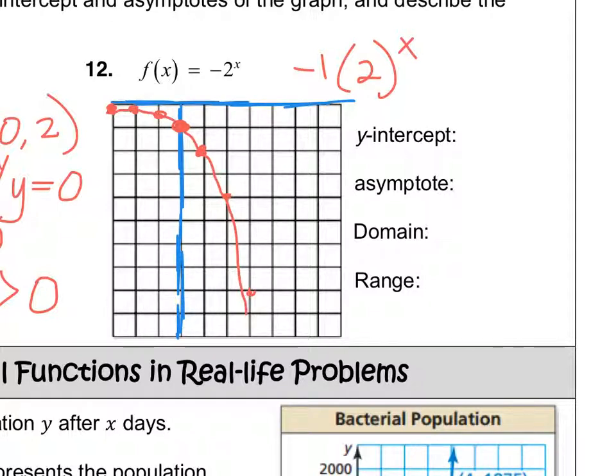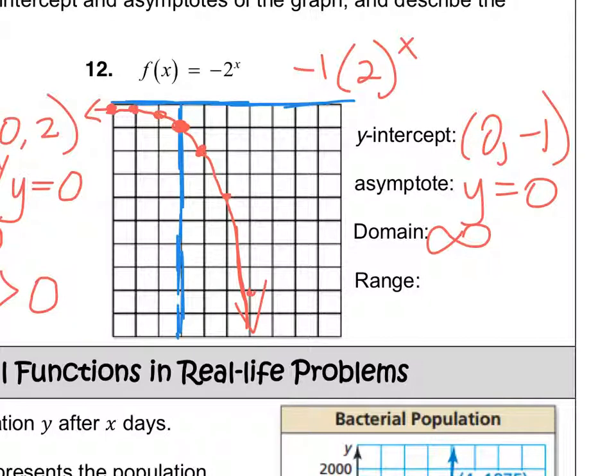So we can look at it. My graph is never touching the x-axis. Notice that. So my y-intercept is right here at negative 1, so 0, negative 1. My asymptote, my boundary, is at 0. We already know that domain on these is infinity. And the range, when we look at this, we know it goes on forever at the bottom, but it's never going to reach 0. So it's going to have to be y is less than 0.